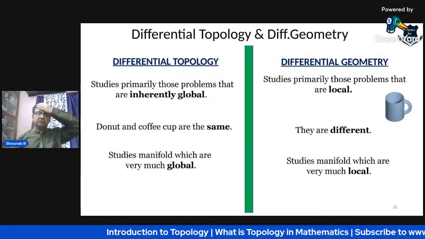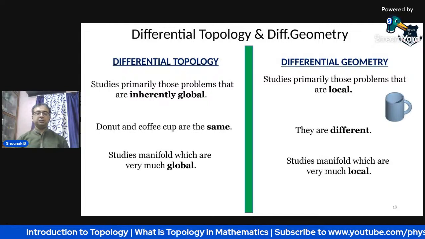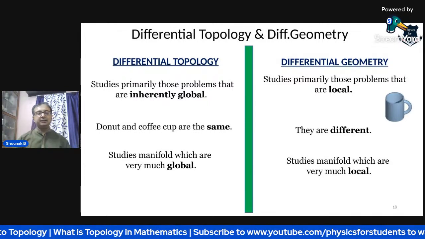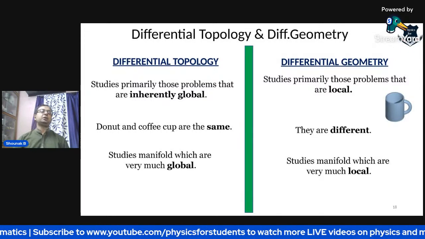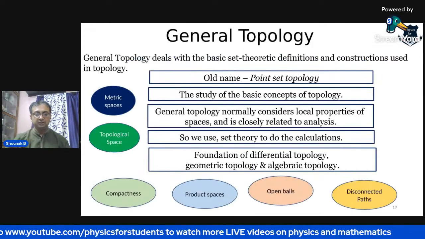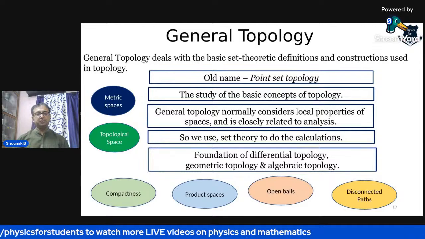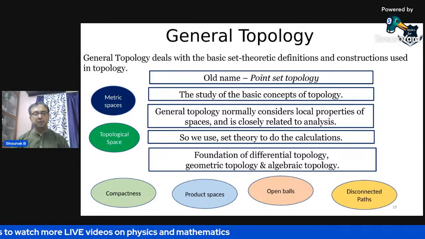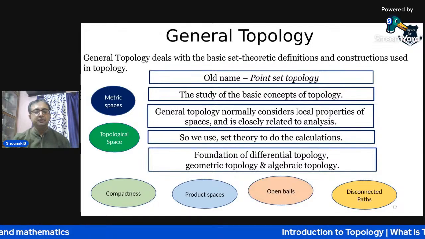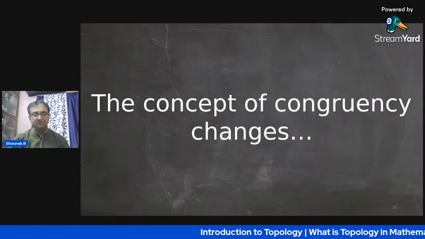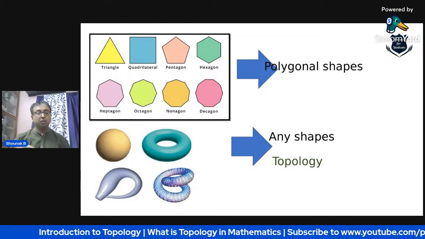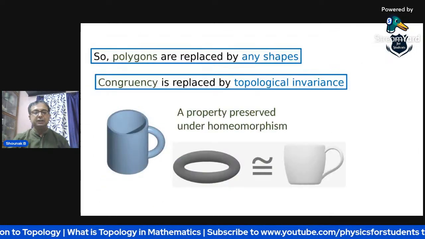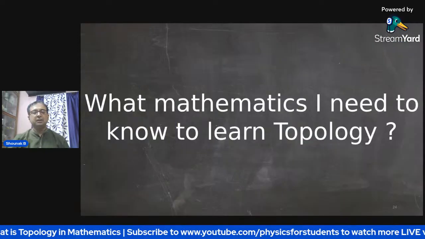We also saw the difference between differential topology and differential geometry, where the entire idea of differential geometry is something very local, and topology is something very global on the scale. So we learned what general topology is, and the old name is point topology. General topology normally considers the properties of spaces which are closely related to analysis. We saw how the concept of congruence changes, and we don't need any congruency as such, but any shape which will be invariant under homeomorphism.